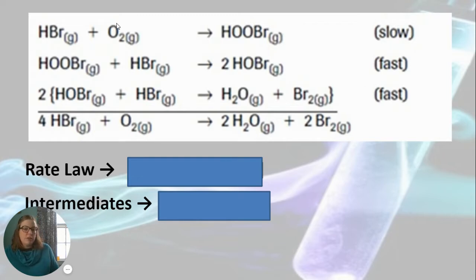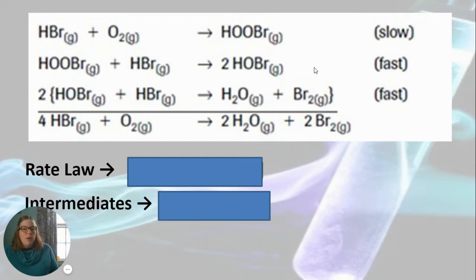So in this particular mechanism, it suggests that our slow step is HBr plus O2 turns into this guy here, HOOBr. And then that HOOBr reacts with another hydrobromic acid, HBr here, to turn into 2 HOBrs, and then those two react with more hydrobromic acid to turn into water and Br2. So that's our mechanism for this whole process.